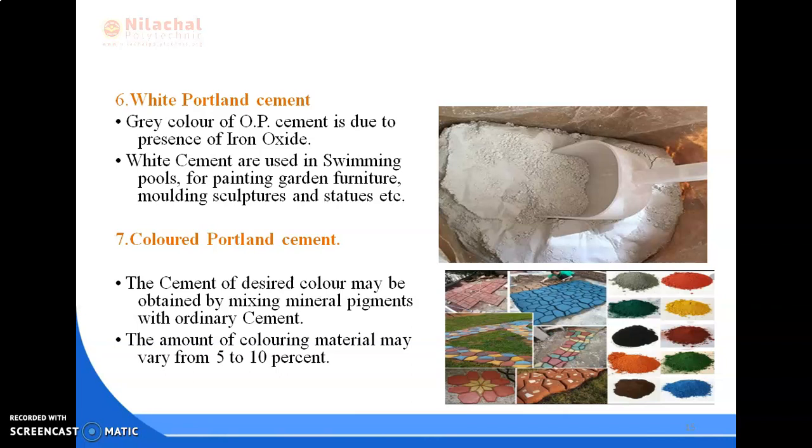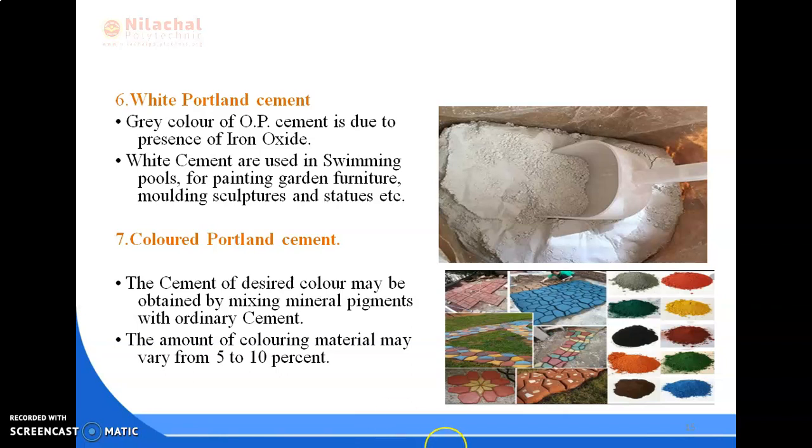Next is white Portland cement. The grey color of OPC is due to the presence of iron oxide. White cement is basically used for swimming pools, painting garden furniture, molding sculptures and statues, etc. It is quick drying, possesses high strength and has superior aesthetic values, and it also costs less than OPC because of specific requirements imposed upon the raw materials and the manufacturing process.